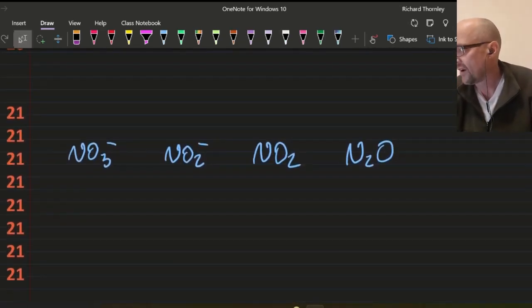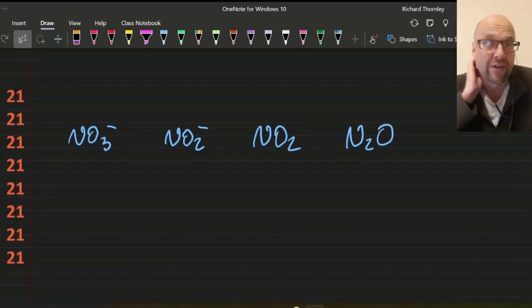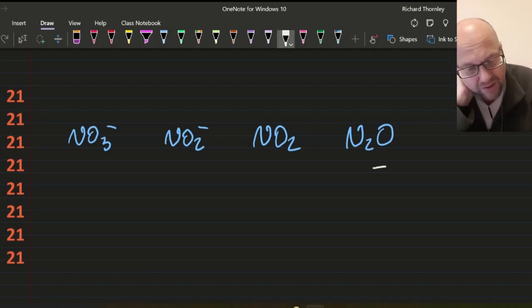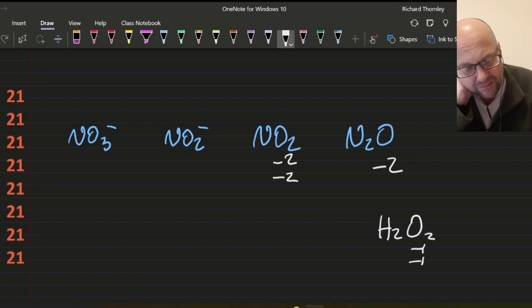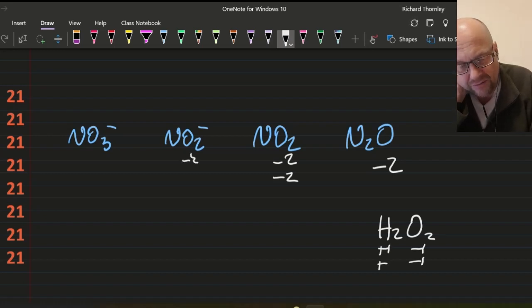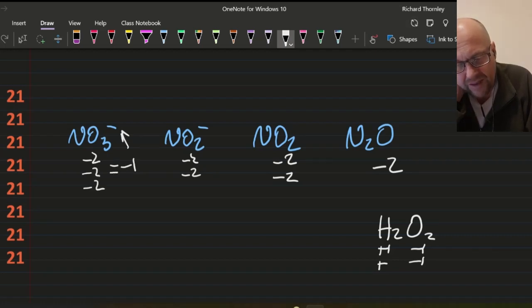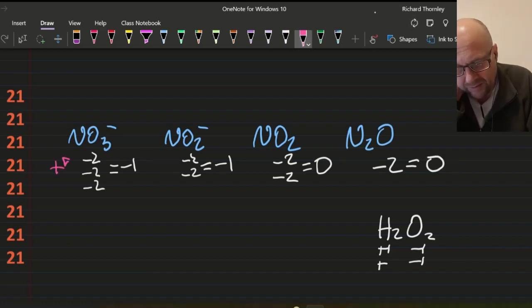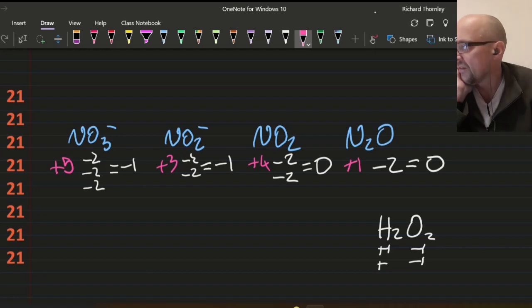21. What contains nitrogen with the highest oxidation state? Okay, there is no rule for nitrogen's oxidation state because it changes. But there is one for oxygen. Oxygen in a compound is always -2. The exception is H2O2, where it's -1. But here, it's just -2. That equals -1, because of that -1 there. That equals -1. That equals 0, because there's no charge, and that equals 0. So what's that going to be? That's going to be +5, +3, +4, +1. So is it the highest or the lowest? Highest. So 21's A. 21 is A.